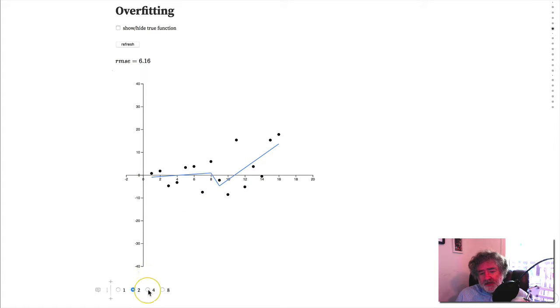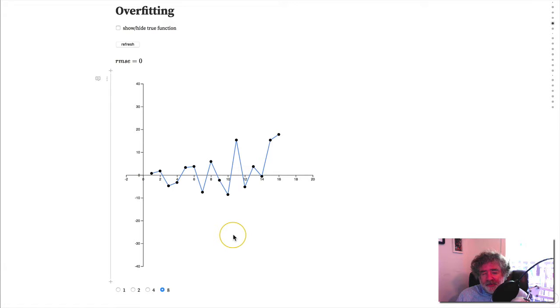So perhaps this is a better estimate of the underlying function that gave rise to these points. Let's keep going. Let's click 4 here, and do that for every group of 4 points. Find the best fitting line, again and again, and connect them all together. And of course, that reduces the root mean squared error. So why isn't this the best candidate of the 3 that we've seen so far? But the best of all of them would be this one.